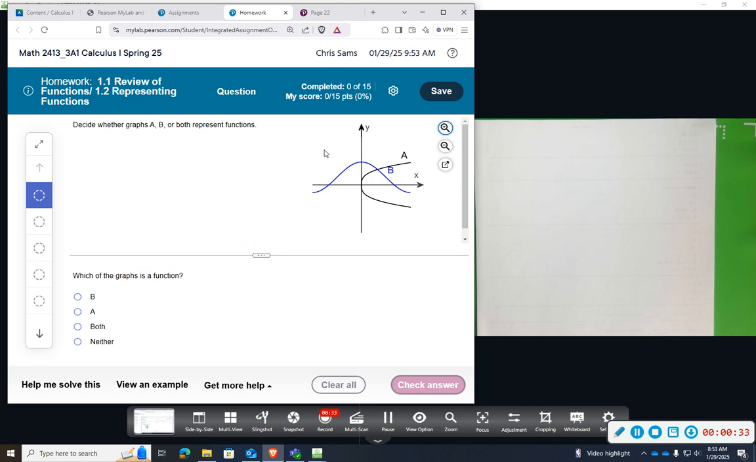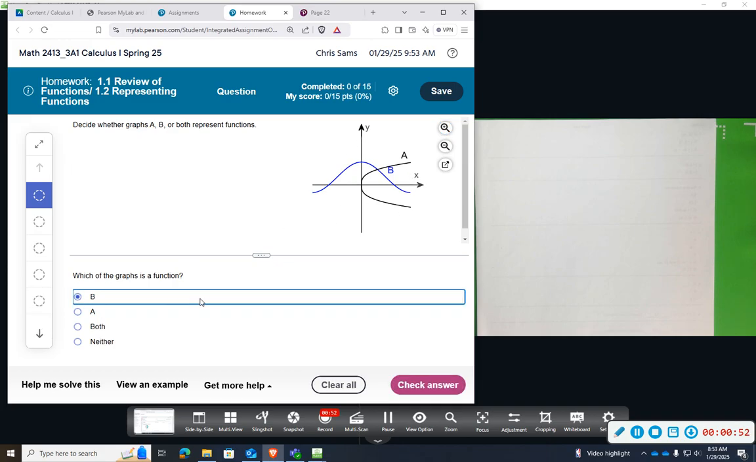Anyway, we want to know if we draw a vertical line, it should only cross the graph once. And if we draw a vertical line, it will cross graph A twice in several places. All it has to do is cross twice once in any place, and it's not a function. So B, however, would only cross once. So we're going to say that graph B by itself represents a function.